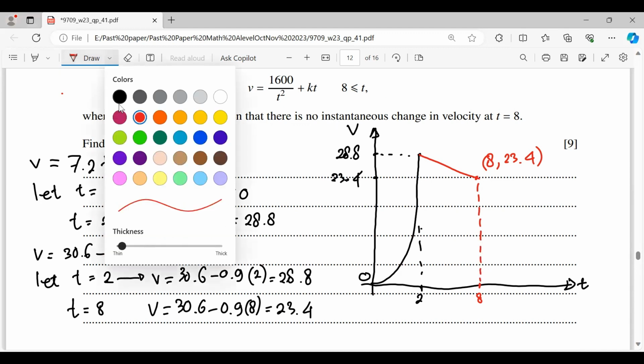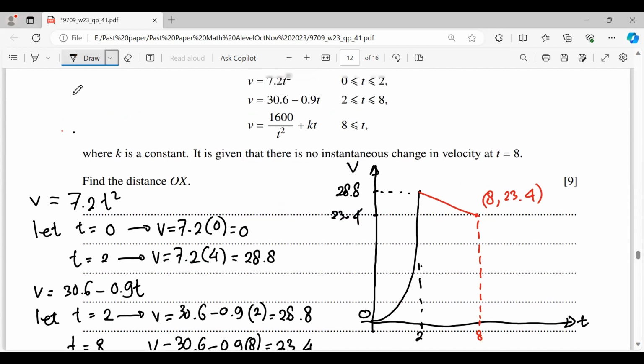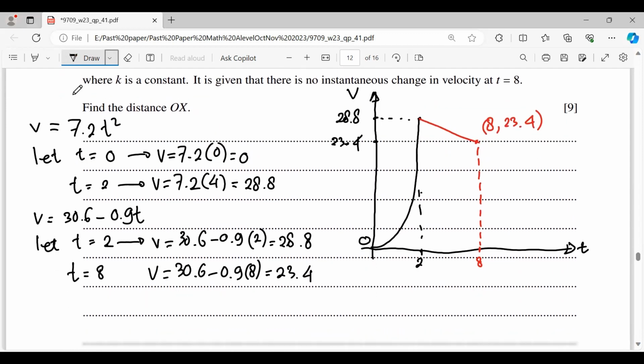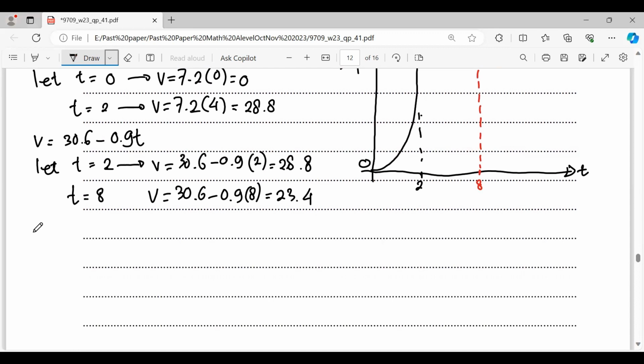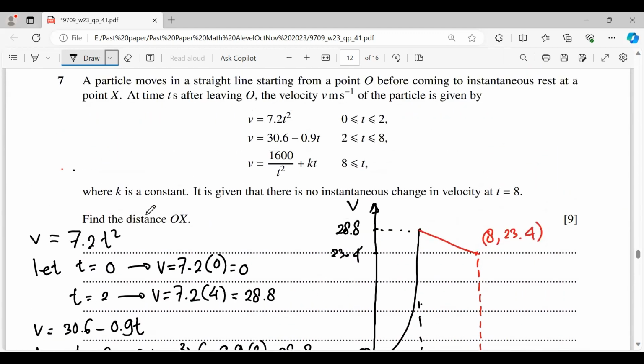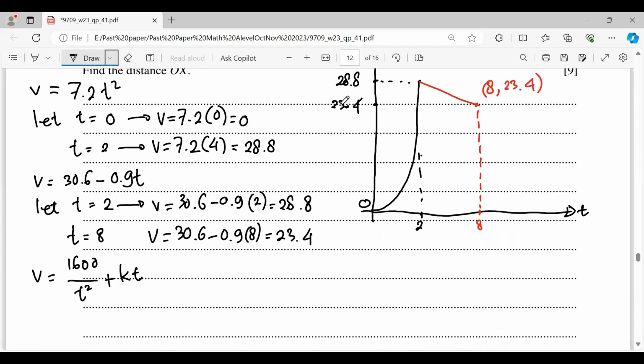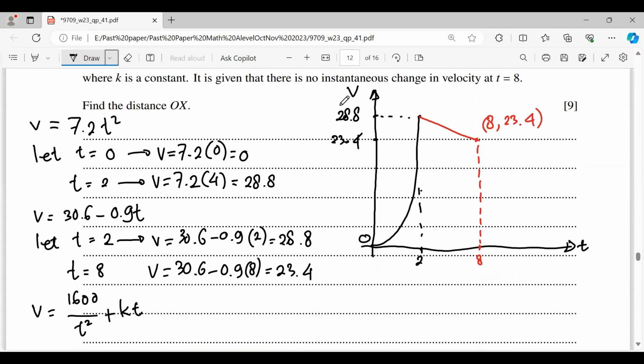Right. And the third function, that one, phi equals 1600 over t squared plus kt. This is the first graph, the second graph, and this is the third graph. So I will start from this point. We will continue from this coordinate point.